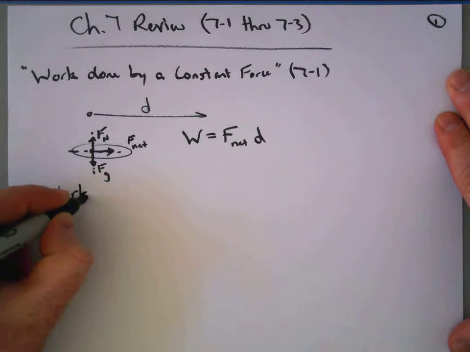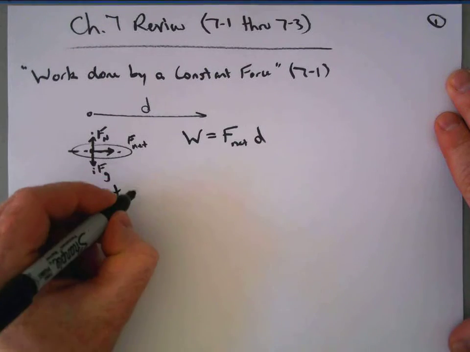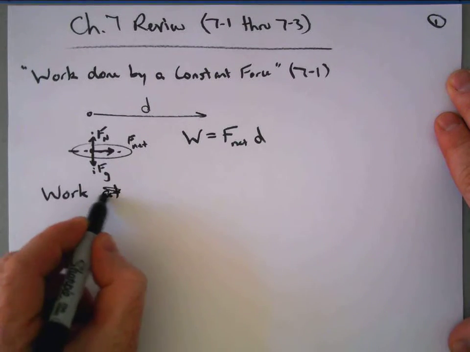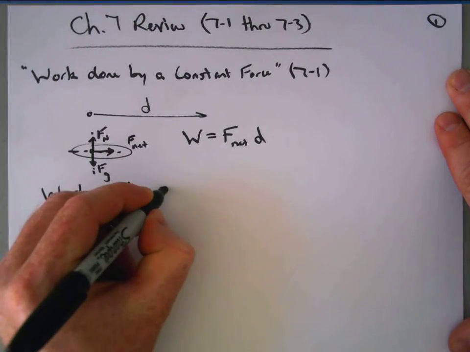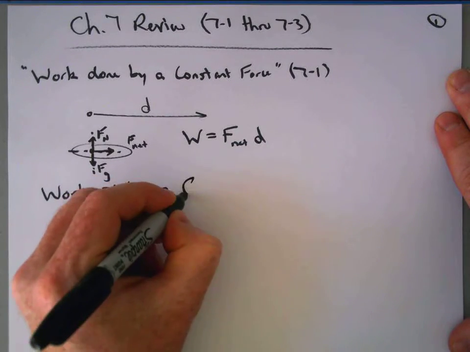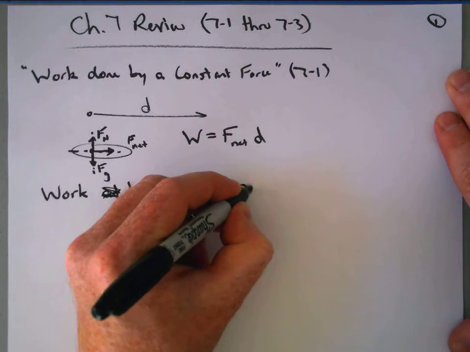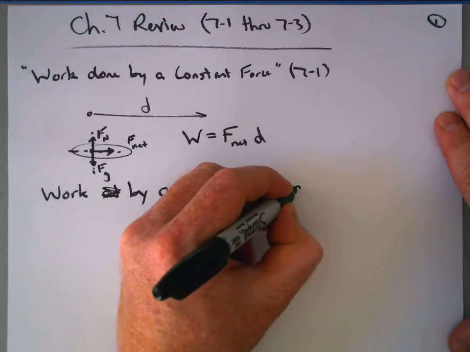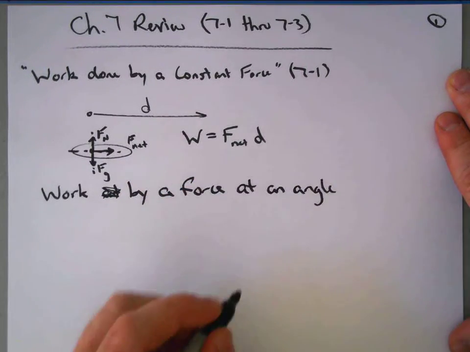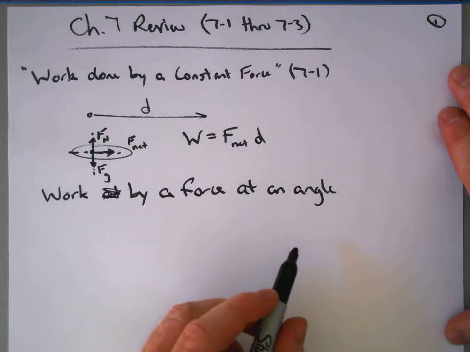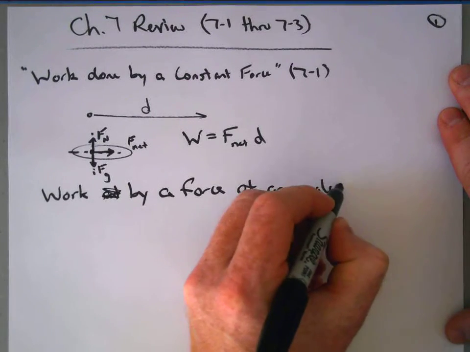Work by a constant force, but work by a force at an angle. Some angle where it's not exactly parallel to that distance traveled. And this is still 7-1.